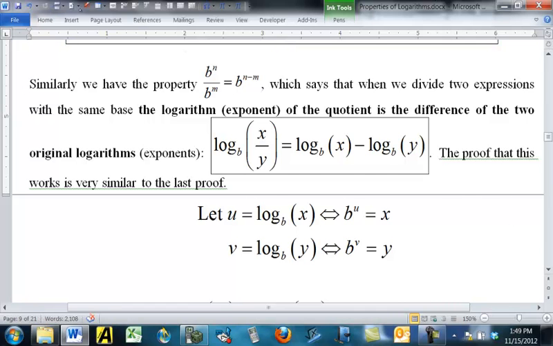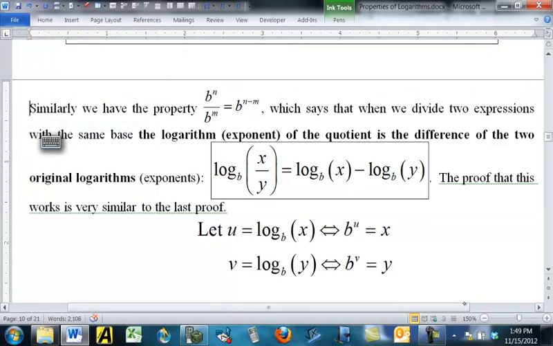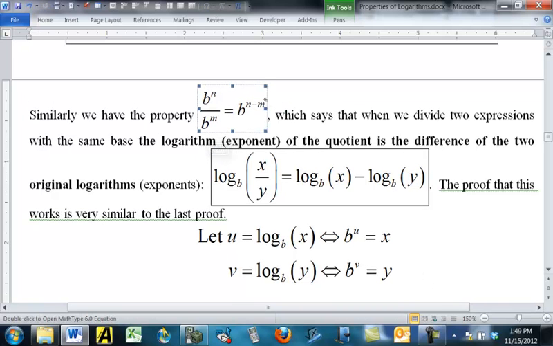Now, in a similar way, we have a property that says b to the n divided by b to the m is b to the n minus m. So let me say this. If you're dividing two things with the same base, you keep the base and subtract the exponents, top exponent minus bottom exponent. Or another way to say this is the exponent on the quotient is the difference of the two original exponents. Let me say it again. The logarithm on the quotient is the difference of the two original logarithms. The logarithm n minus m is the original logarithm n minus the original logarithm m.